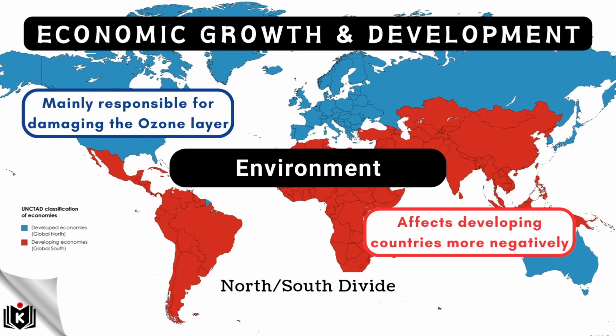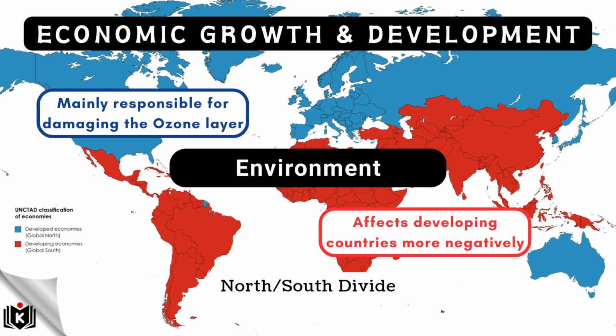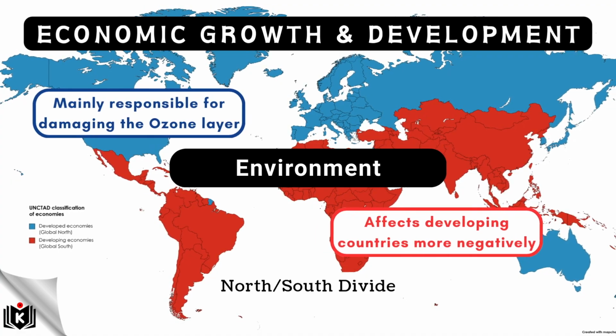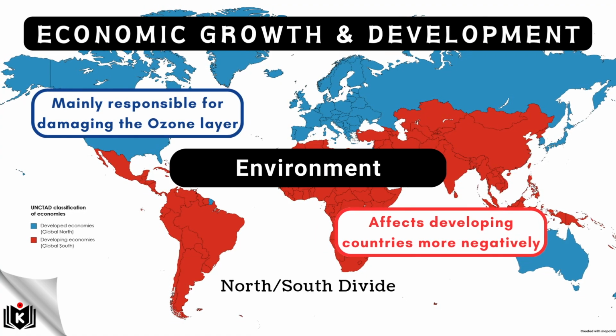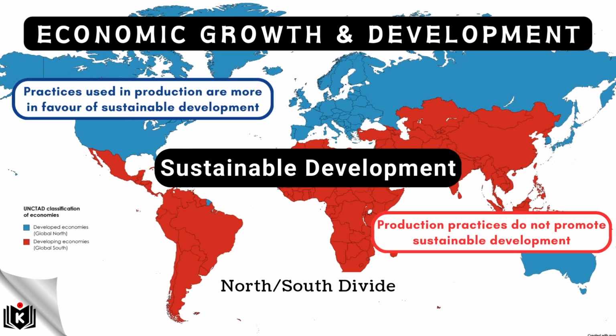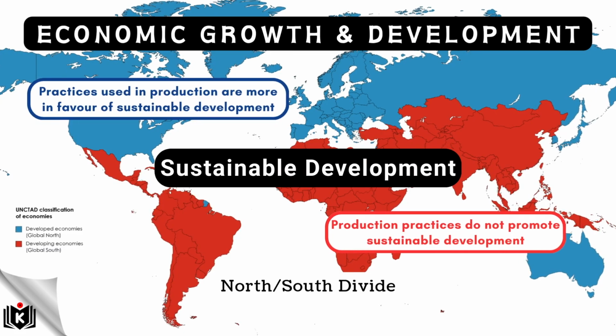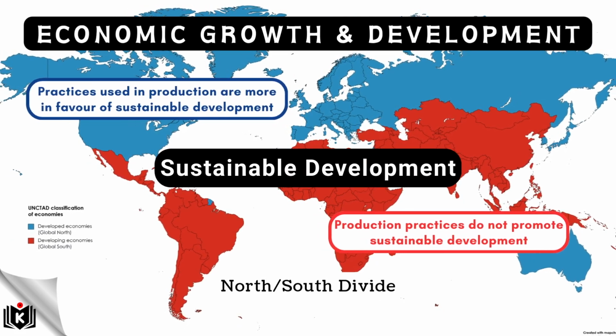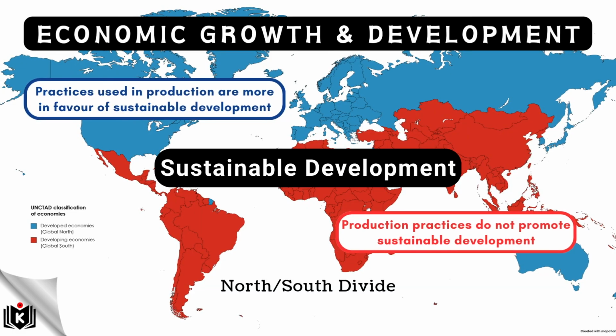The environment is also a concern, as both the North and the South face issues like pollution, climate change, and resource depletion. Developing countries, however, often lack the resources to protect the environment, even though they may suffer most from environmental damage. Sustainable development is a long-term solution that promotes economic growth while meeting the needs of the present, without compromising the ability of future generations to meet their own needs.